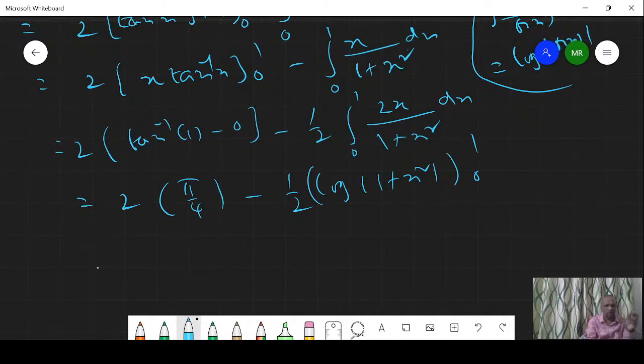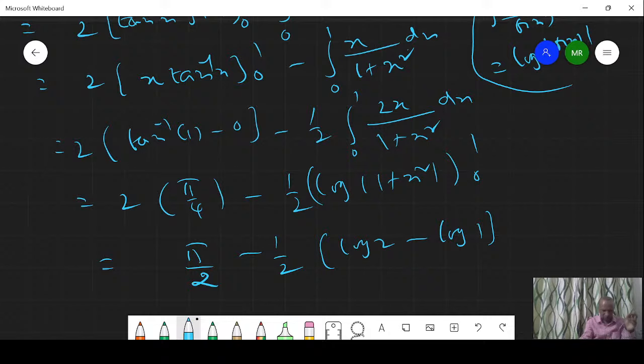So pi by 2 minus 1 by 2, applying the upper limit, it will be log 2 minus log 1. Because we know log 1 will be 0. Log 1 will be 0. So you will get pi by 2 minus 1 by 2 log 2. We can see this when I have taken it.